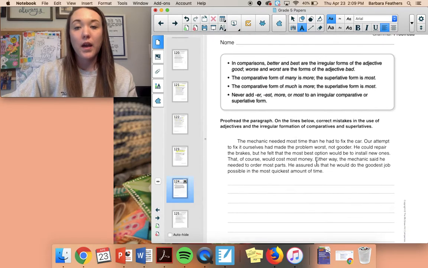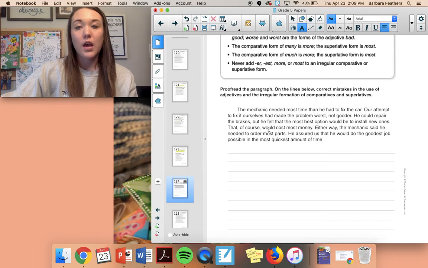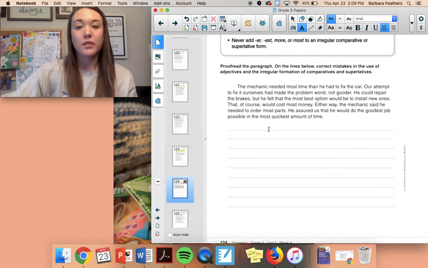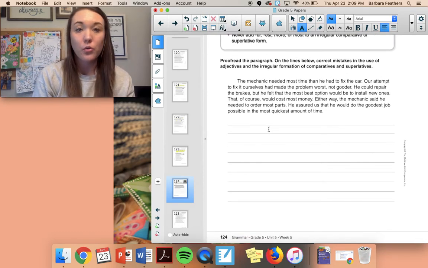The last page, you are proofreading this paragraph. You have some hints again up at the top. And on the lines, you're correcting any mistakes. I like to first read through the paragraph, circle or highlight, underline any mistakes I find, and then rewrite. I will do the first sentence with you.